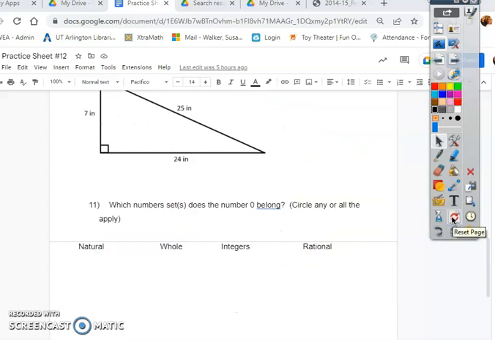And the last one. Okay. Which number sets does 0 belong to? Circle any or all that apply. So 0. Actually what I want you to do is look at those journal notes. Look at those journal notes. The one thing we do know is all of them belong to rational. Every number we know except pi goes to rational. But I'm going to tell you there's more than one answer. Okay? More than one answer.